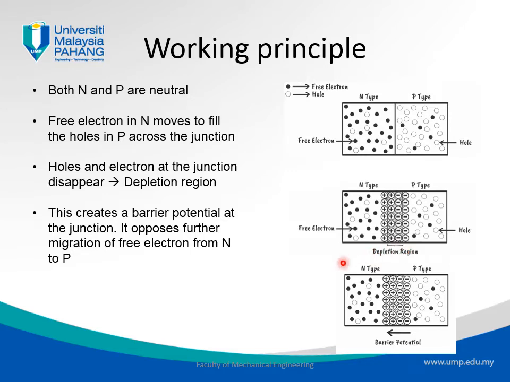This depletion region creates a barrier potential that opposes further migration of N to P. So as electrons move into holes near the junction, they create the barrier, and this barrier creates a barrier potential. This barrier potential is very important in a diode. It creates a characteristic that we keep using after this. So let's see.